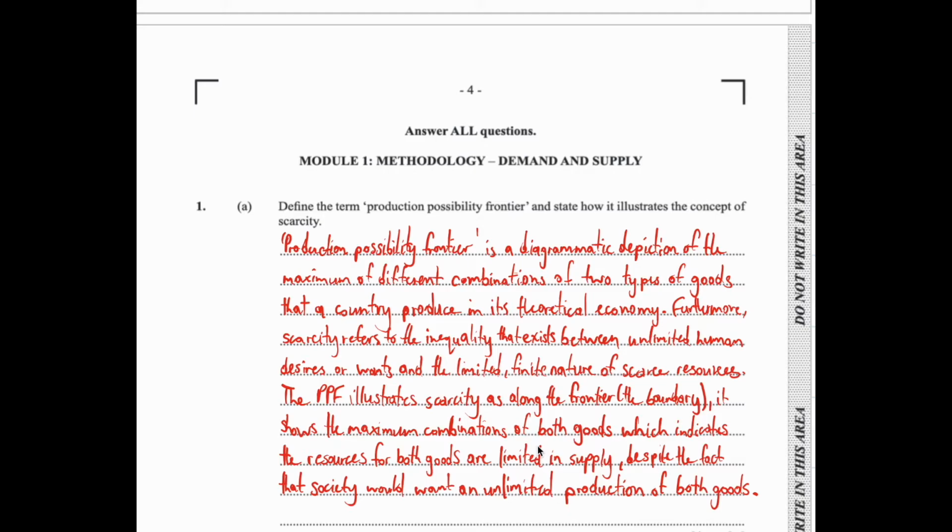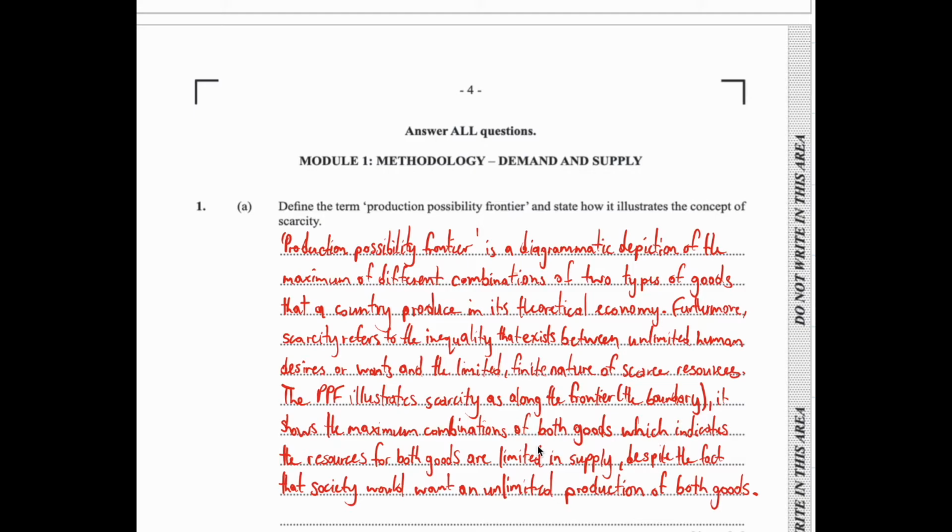It shows the maximum combinations of both goods, which indicates the resources for both goods are limited, despite the fact that society would want an unlimited production of both goods. So furthermore, you can bring out that example with, for example, two goods like education and healthcare.